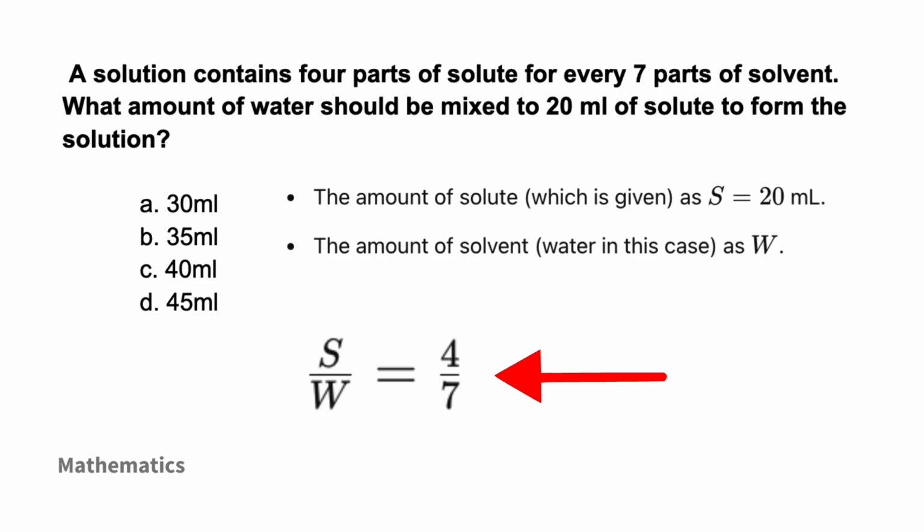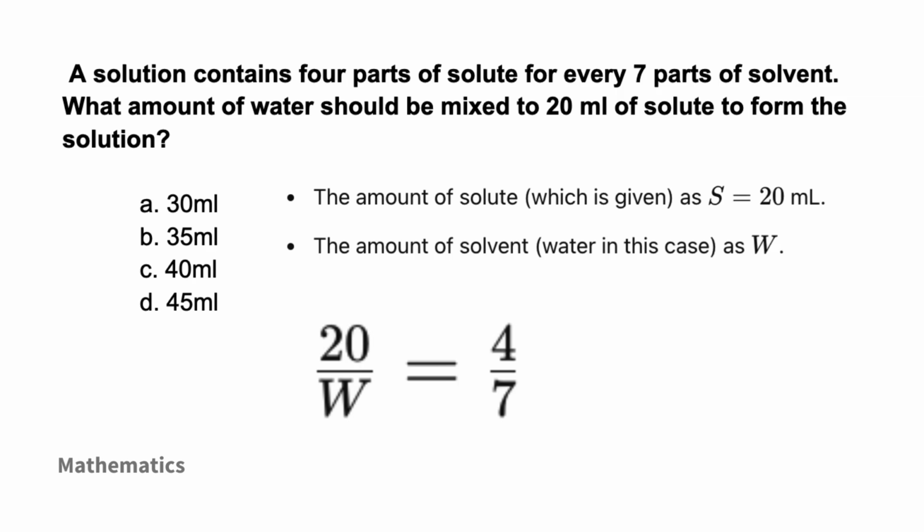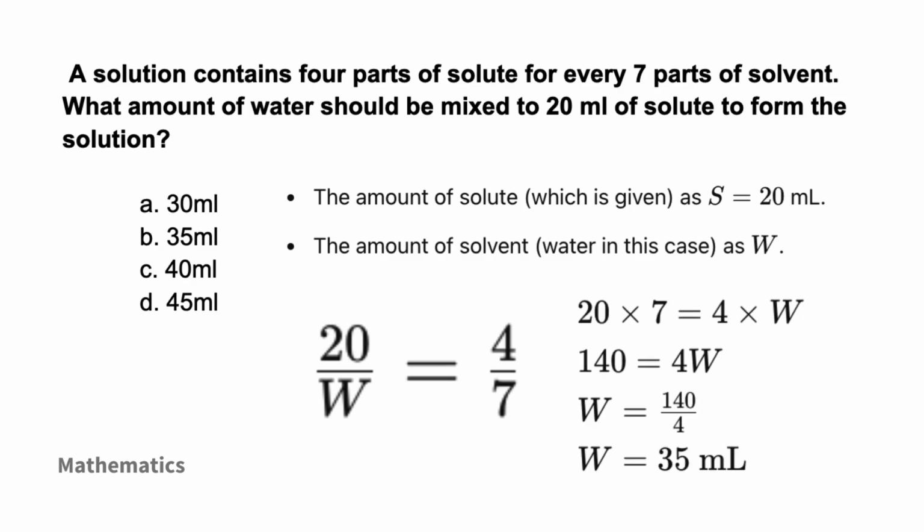Next, we can write this relationship as the following, S over W equals 4 over 7. Now, let's simply put the 20 in for S, which was already given to us in the problem, and we have our updated numbers. And what we want to do next is cross multiply to solve for W, where we can see that we will take 20 times 7 equals 4 times W. This gives us 140 equals 4W, and then we can divide this out. 140 divided by 4 is 35, so our answer is 35 milliliters.